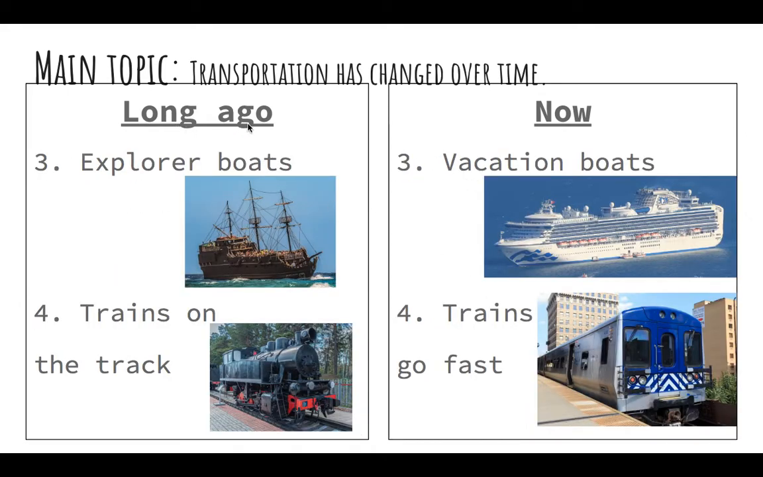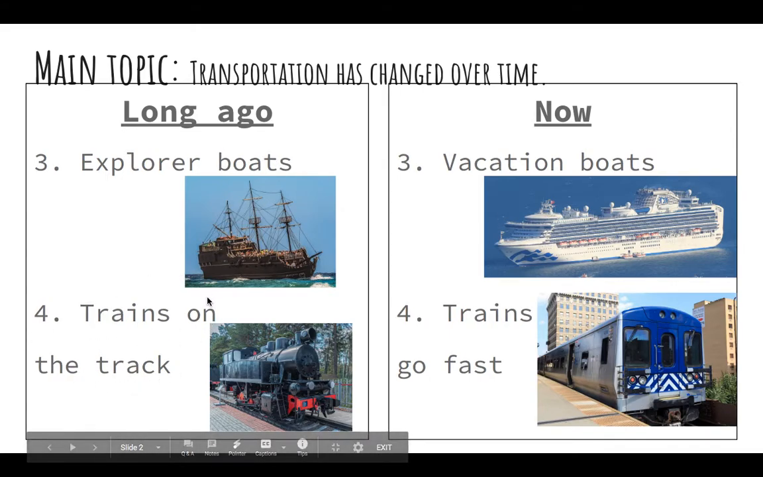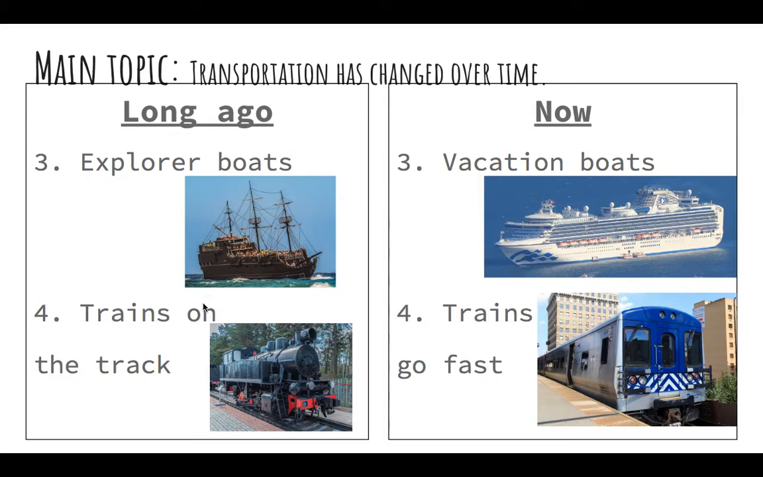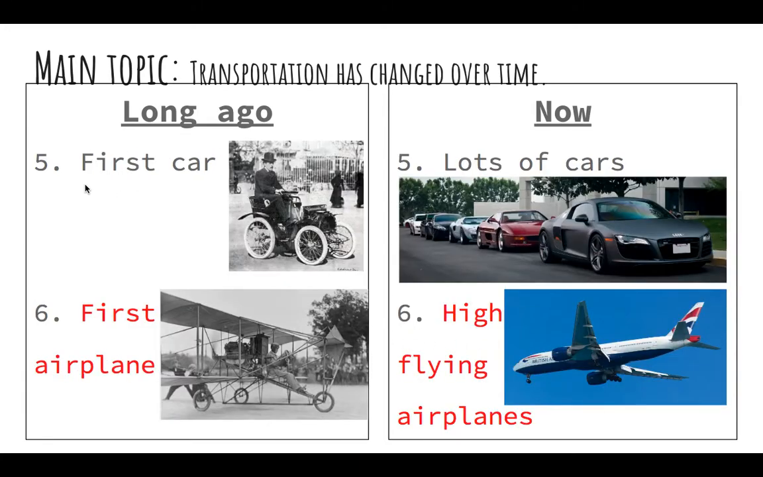Continuing on, long ago there were explorer boats. Now there are vacation boats. Long ago, trains were on a track. So this is on the track, but you can always change up the words if you want to. Now trains go fast. Long ago, there was the first car. Now there are lots of cars, okay?